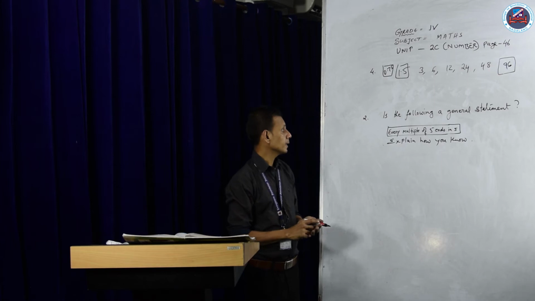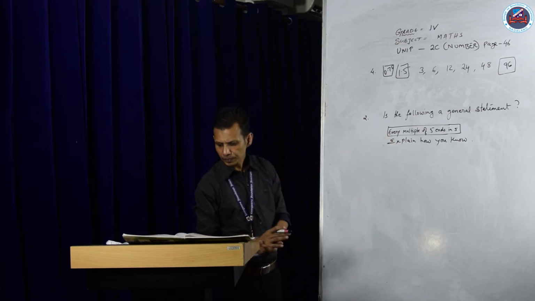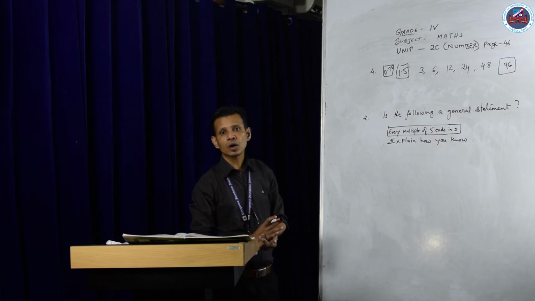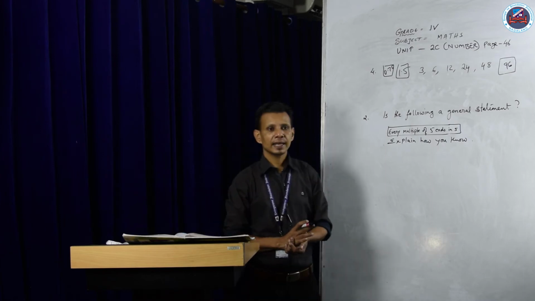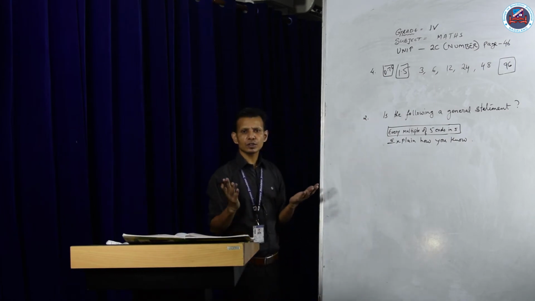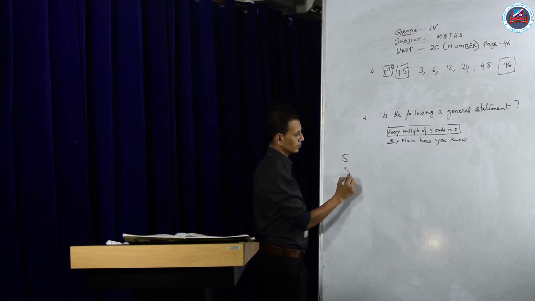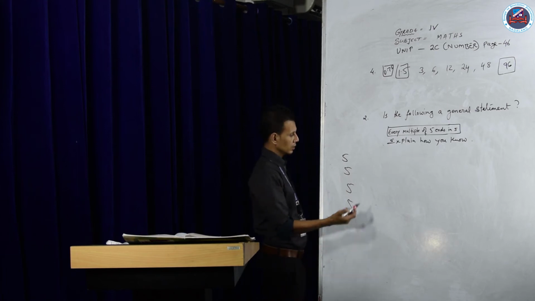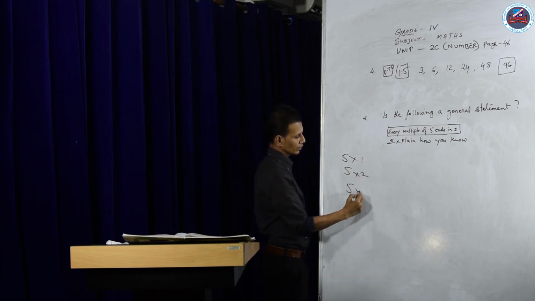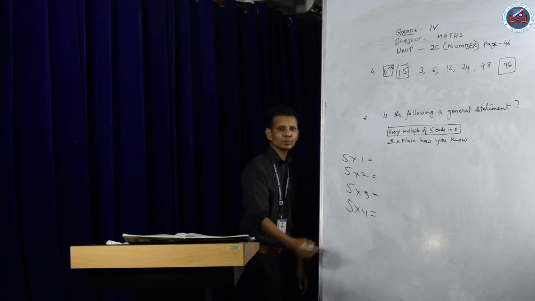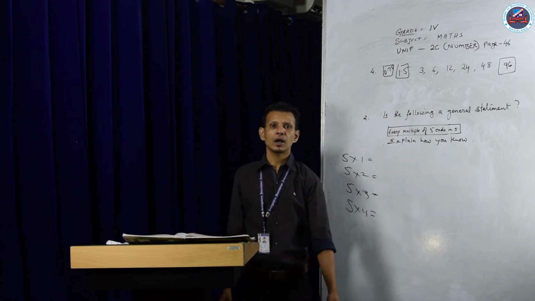Is that okay? Now let's see what this says under the box, can you see here? It says, every multiple of 5 ends in 5. Let's check. 5 times 1, 5 times 2, 5 times 3, 5 times 4. This is enough to prove whether it is a general statement or not.